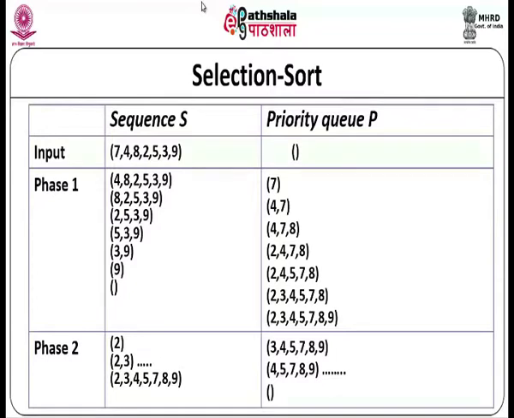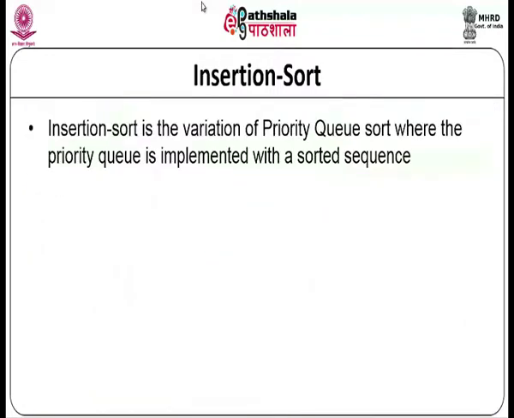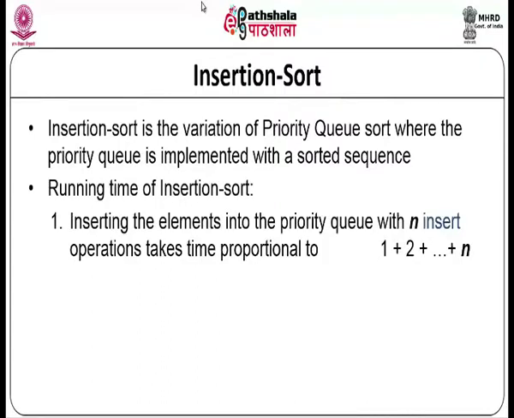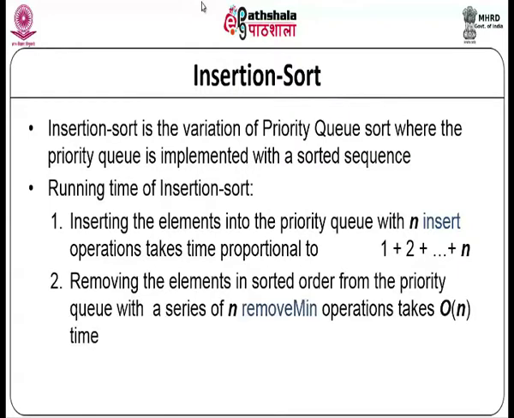So, this is how it will happen. You will start with the sequence and the priority queue is empty, then in phase 1 you insert it and in phase 2 you remove it. Now, you have insertion sort. Insertion sort is a variation of priority queue sort, where the priority queue is implemented as a sorted sequence. There we implemented it as an unsorted sequence. So, running time of insertion sort, inserting the elements here will take 1 plus 2 plus that series, that much time, because for n insert operations we are inserting in sorted order, but removing is taking minimum time, of the order of n elements you have to remove, of the order of n. So, again the insertion sort runs in of the order of n squared time.